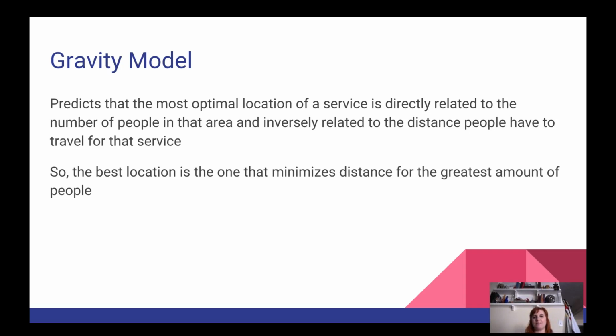So basically, it's very similar to central place theory. It's just a little bit different. The best location is one where the distance people have to travel is short and the amount of people, the threshold, is the highest. Does that make sense? We're going to talk about how that's a little bit different than central place theory in class because it sounds the same, I know.